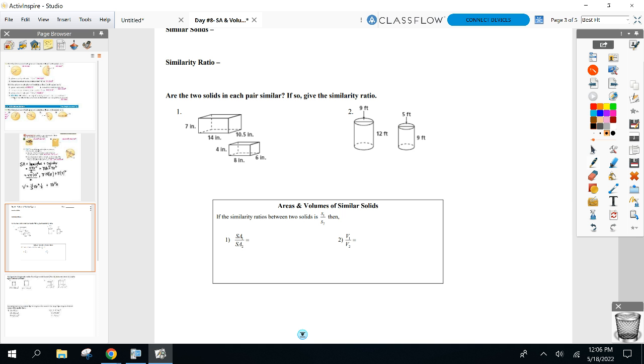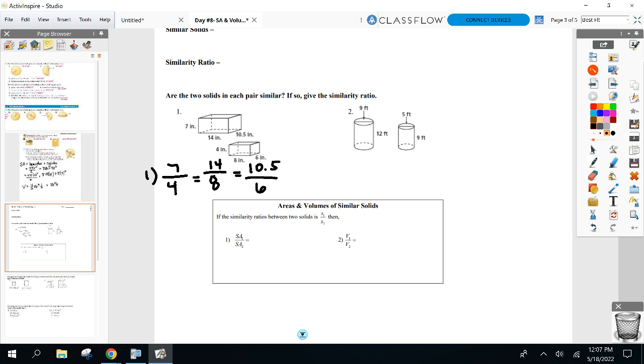So for this one right here, we're going to have to check the following. Is 7 over, what's the 7 match up with in the other prism? 4. Is 7 over 4 the same ratio as 14 over, what's the 14 match up with? 8. And now look, if they are, that doesn't make you a winner. We need to check all the corresponding sides. If these two work and this third pair doesn't, they're not similar. So we also have to make sure that these two ratios are in the same ratio as 10.5 to 6.